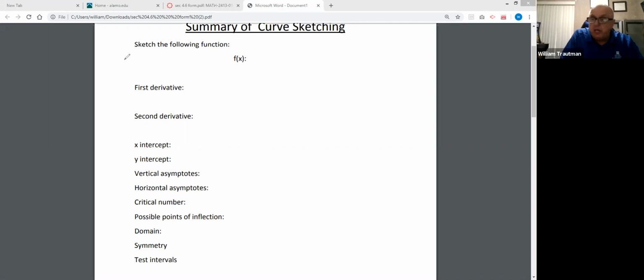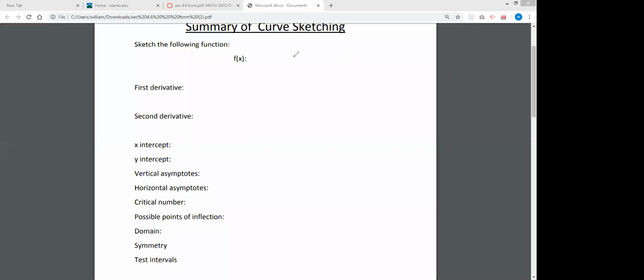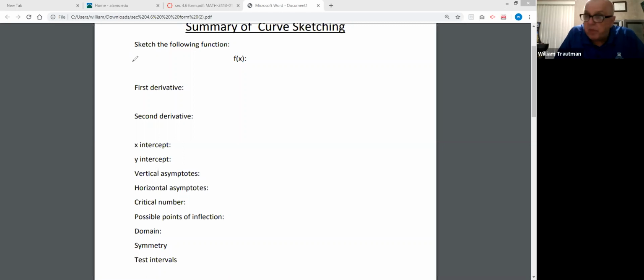So I am on page. By the way, is the summary of curve sketching form up right now? Can you guys see that? I wasn't sure what you guys could see. Can anybody see the summary of curve sketching form that I have in front of me? Yes? Okay, good.